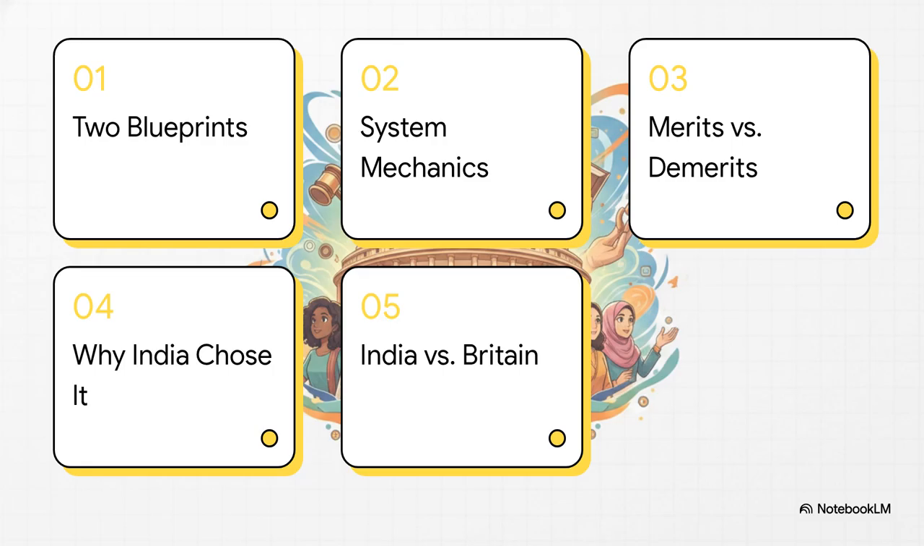Okay, let's take a quick look at our roadmap for today. We're going to cover: 1. Two blueprints of democracy. 2. The mechanics of the parliamentary system. 3. Merits versus demerits. 4. Why India chose it. And finally, India versus Britain. Let's get right into it.